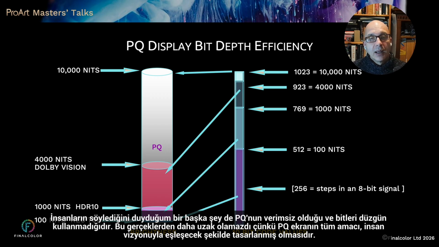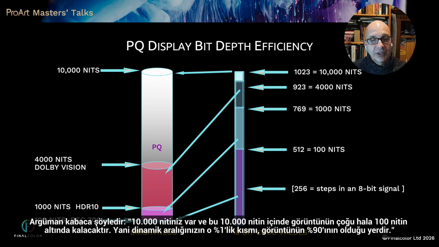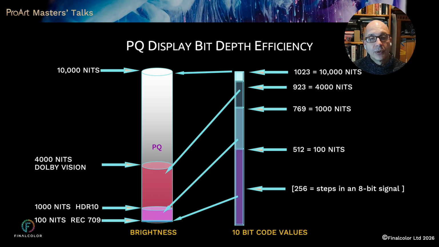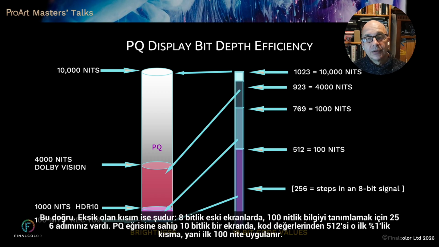Another thing that I've heard people say is that PQ is inefficient, doesn't use the bits properly. And that couldn't be further from the truth, because the whole point of the PQ display is that it's tailored to match human vision. So the argument kind of goes, well, you've got 10,000 nits, and of those 10,000 nits, most of the picture is still going to be under 100 nits. So that's 1% of your dynamic range is where 90% of the picture is. And that's true. The bit that's missing is that on the old displays, which were 8 bits, you had 256 steps to describe that 100 nits of information.